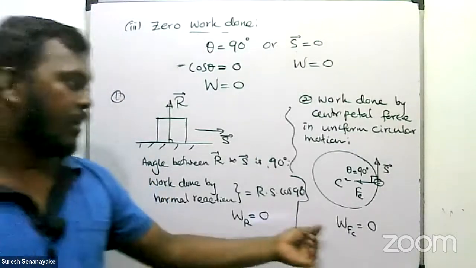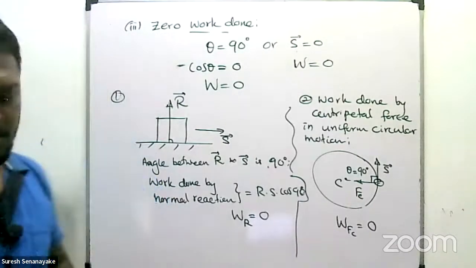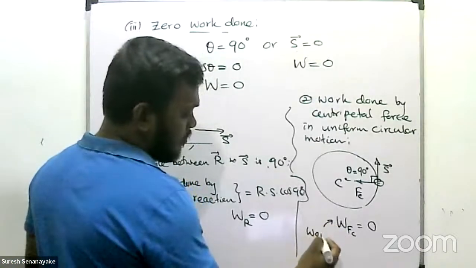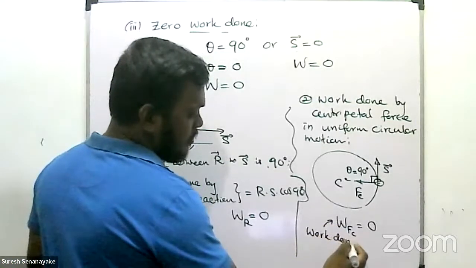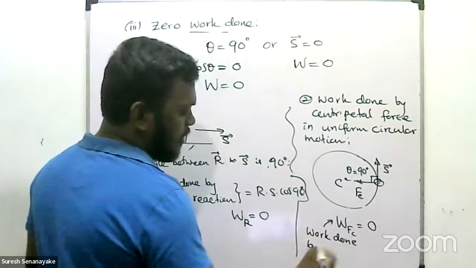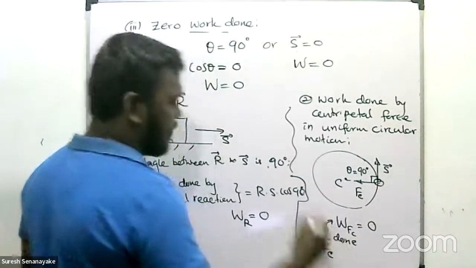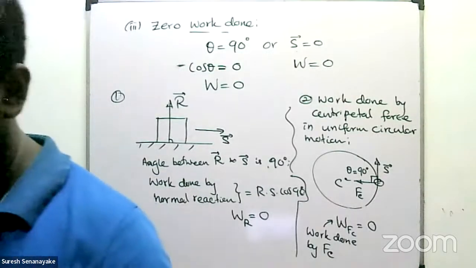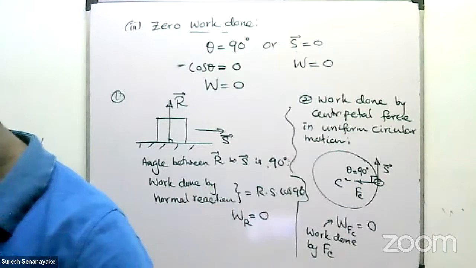Work done by the centripetal force is equal to, where Fc is the centripetal force, that is 0 always. There is no work done by the centripetal force. These are the zero work done cases.